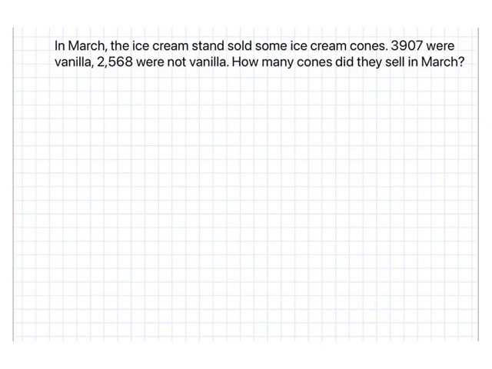So the question says that there was an ice cream stand that sold ice cream cones, and some were vanilla and some were not vanilla. So the question is, how many cones did they sell in March? For the month of March, we have to find how many cones got sold. So how will we solve this problem?